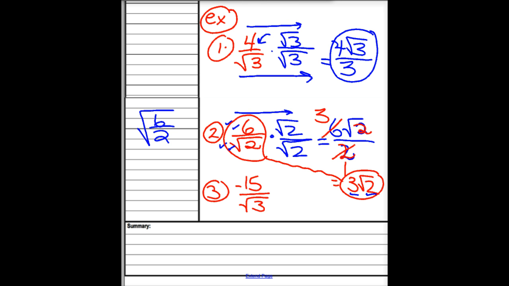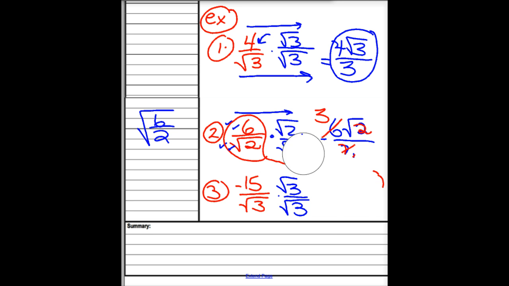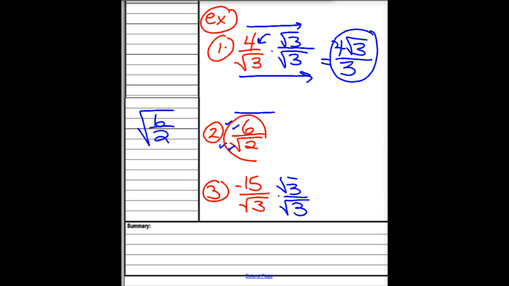It's 1.732050808. It goes on forever and never repeats. We want to get it off the bottom. How do we do that? We multiply the top and the bottom by the root on the bottom. Then we multiply straight across the top. Negative 15 times the square root of 3 is just negative 15 root 3.